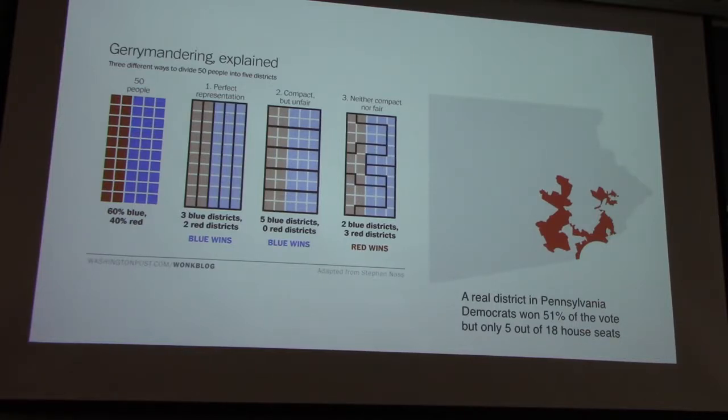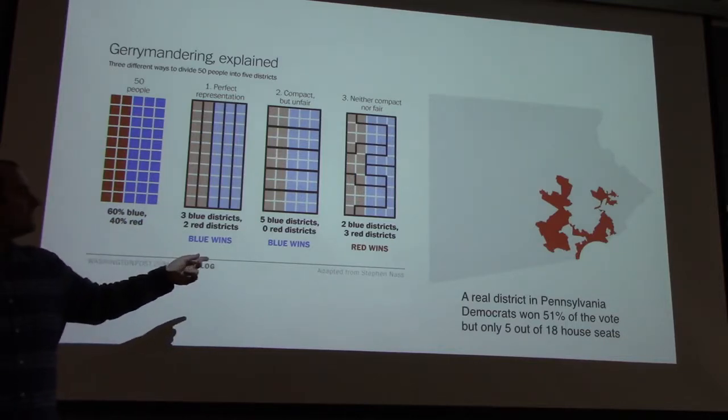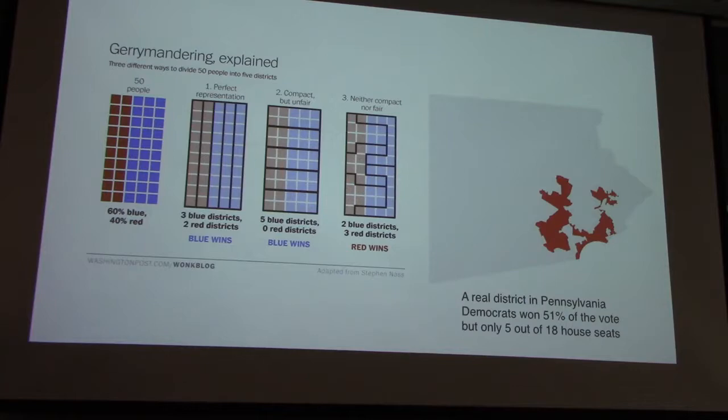Here's a compact but unfair representation where we choose the districts such that the blue ones have a slight advantage in every single district. And so in this case, blue wins 5-0 compared to the 60-40 of their actual distribution of votes. But compactness is usually a goal in drawing these districts because we want to have some spatial context. So this is compact, but it's not fair, clearly. But you can also make red win in that case by drawing a non-compact spatial distribution.